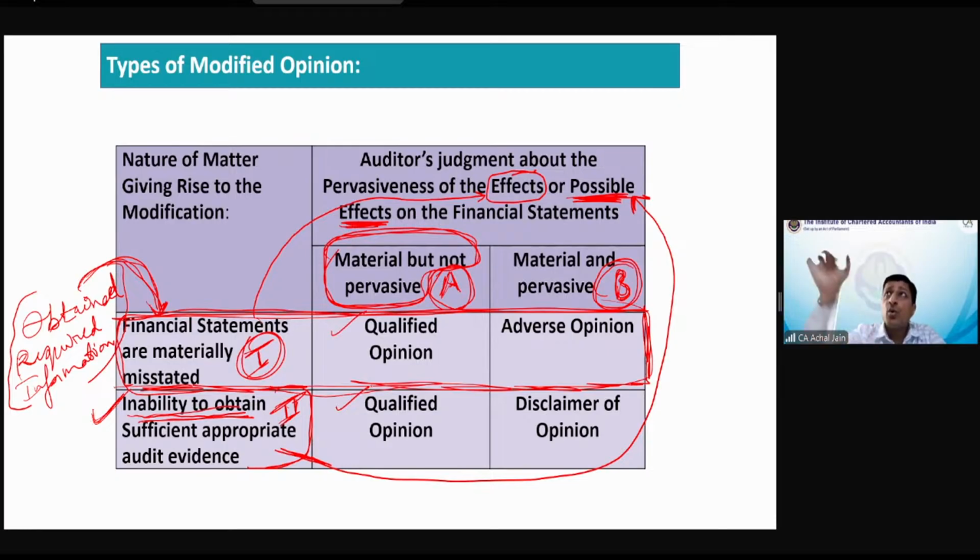Whether you receive the information and find there is a material misstatement that is not pervasive, as an auditor you qualify. Or you don't get the information, there is a possible effect, and you conclude it is going to be material but not pervasive. There again, the opinion will be qualified. So in both cases, the opinion will be qualified.